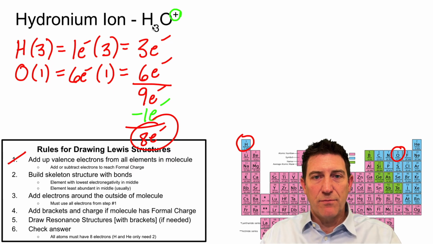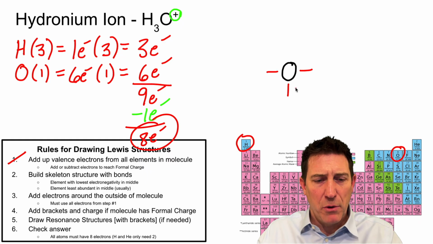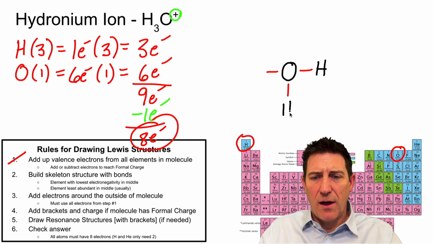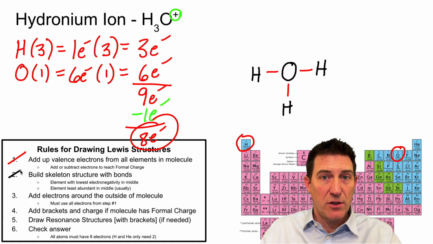What's going to go in the middle? We said hydrogen will never be the middle of anything. So I'm going to put the oxygen there. I'm not really sure where these hydrogens go. You don't need to know where they go. We just need to put them on there somewhere. I'll put it like this for now. And we have hydrogen, 3 of those, oxygen, 1. That is our skeleton structure.